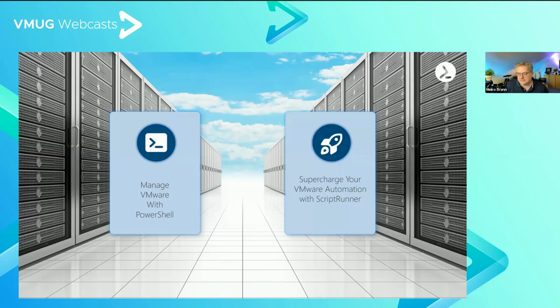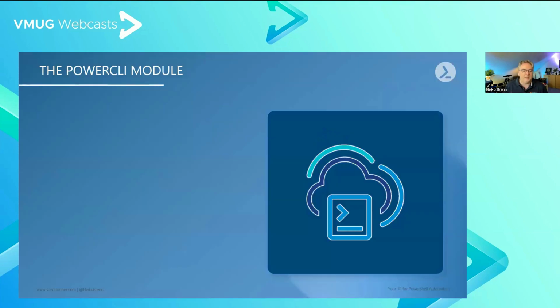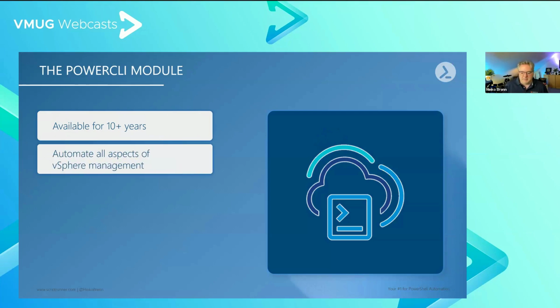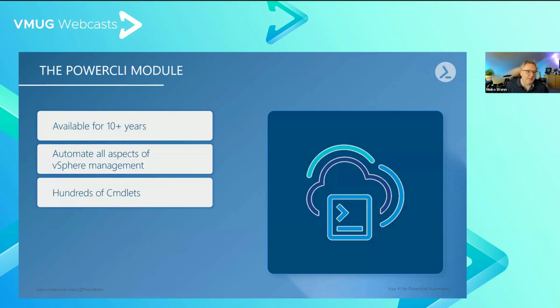Starting, of course, with PowerCLI, it's been available for many, many years. VMware, in fact, I think was one of the first third-party vendors that introduced their own module when Microsoft introduced PowerShell back in 2006. So it's obviously very mature, very stable. It covers a lot of aspects when it comes to managing VMware. It has hundreds of cmdlets, which we are not all covering today, of course. So we're going to take a look at a few examples here.